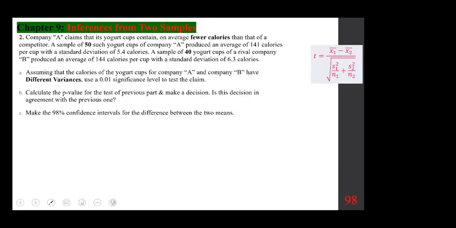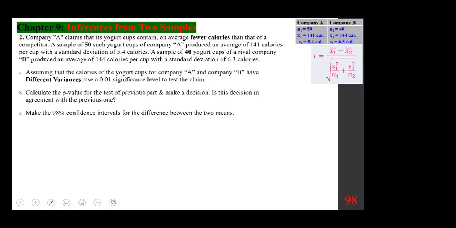Company A claims that its yogurt cups contain, on average, fewer calories than that of a competitor. A sample of 50 such yogurt cups of Company A produced an average of 141 calories per cup, with a standard deviation of 5.4 calories. A sample of 40 yogurt cups of a rival company, B, produced an average of 144 calories per cup, with a standard deviation of 6.3 calories. Let's make up this table that makes life easier.